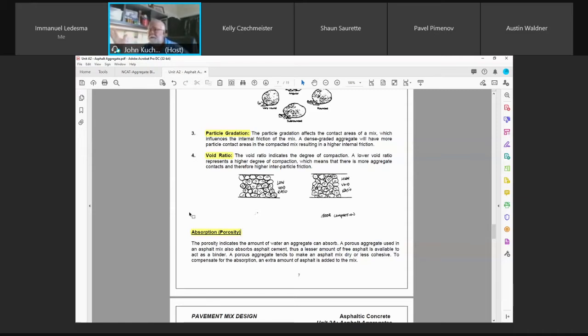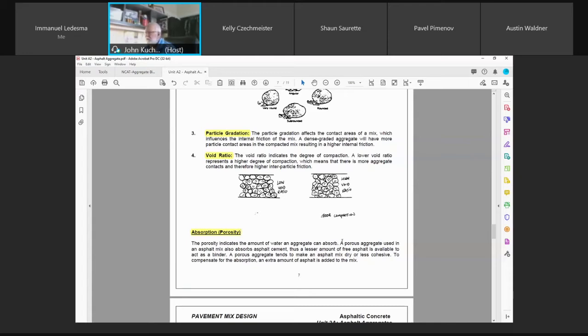You've got to use something to create a flame, whether you're using diesel fuel or whatever, or natural gas at the plant. That costs money. The more fuel you're burning to heat the aggregates to dry them out, the more costly your operation. So economics comes in. But absorption can also have a bearing on the quality of the asphalt, not only in the production. Porosity indicates the amount of water an aggregate can absorb.